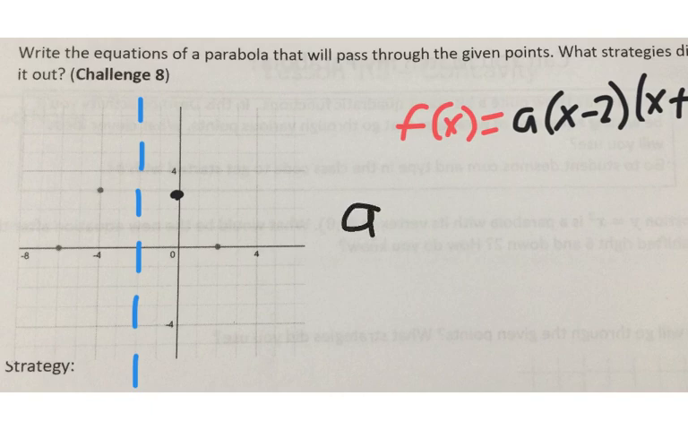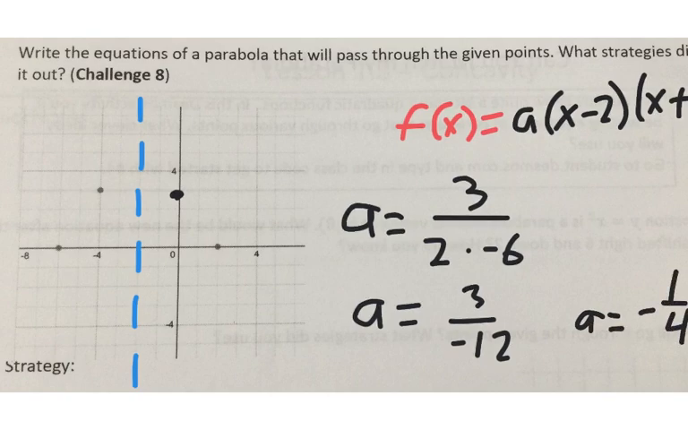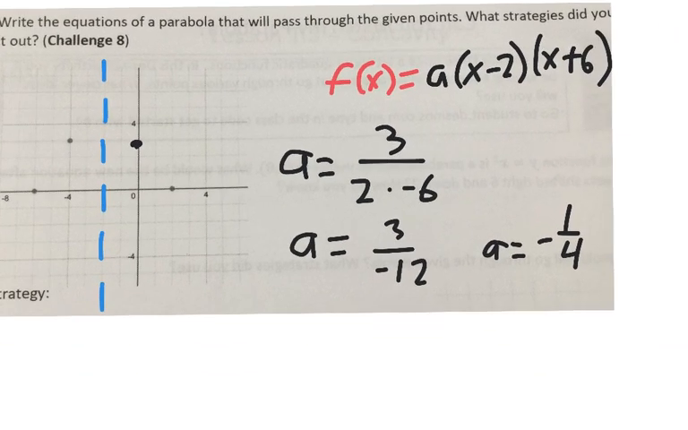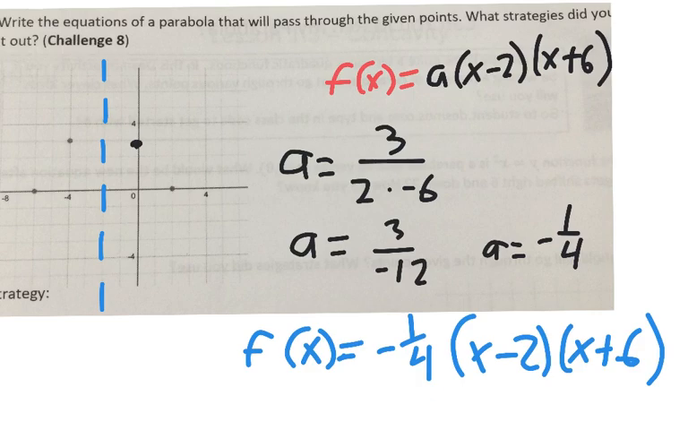So I can find the a value by plugging in y-intercept 3 over x-intercepts 2 times -6. This tells me a must equal 3 over -12, so the a value is -1/4. So my final factored form would be -1/4 times x minus 2 times x plus 6.